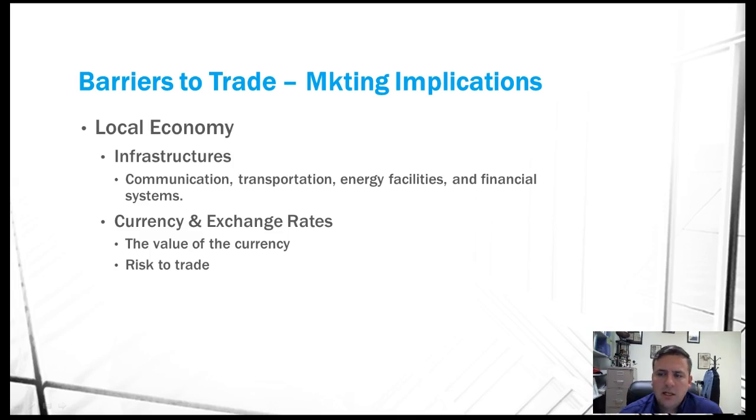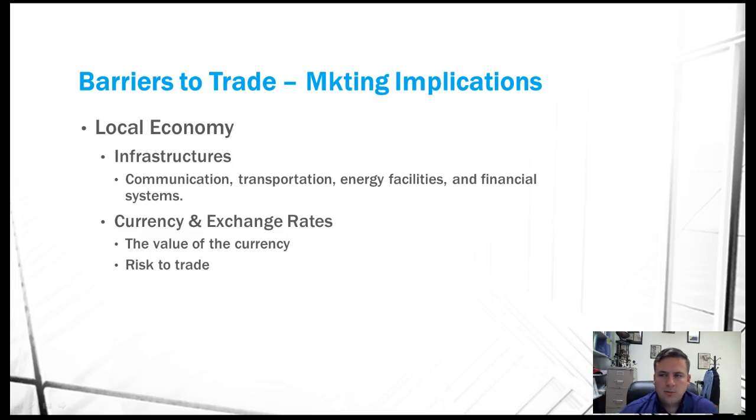Another barrier to trade is the local economy. This is less impacted by culture, but it concerns the infrastructure of the country to be able to host events. So communication, transportation, energy facilities, financial systems. One of the things that impacts it is their currency and exchange rate. Pricing can become an issue when you have fluctuating currency during sporting events. It also increases the risk of trade that's impacted by these exchange rates.